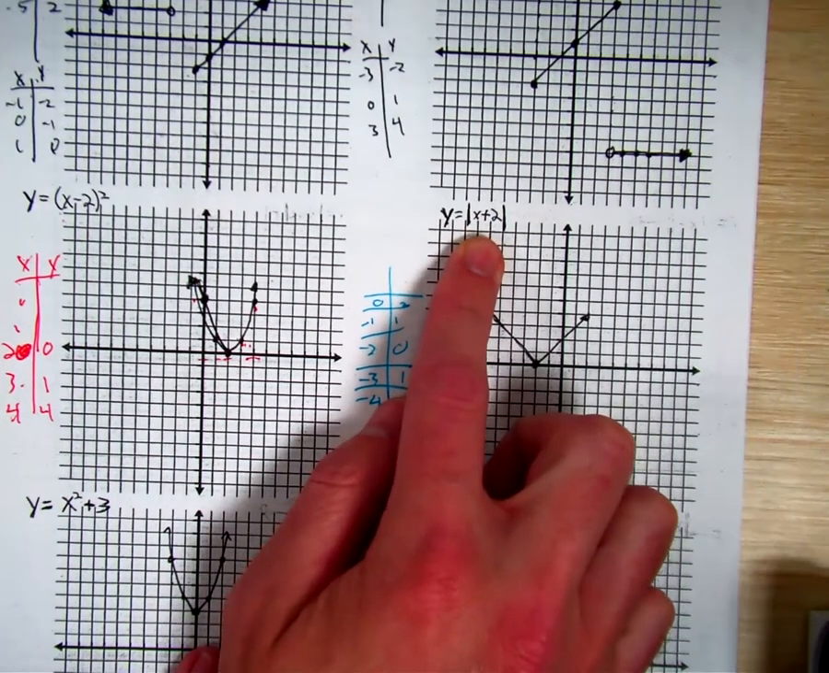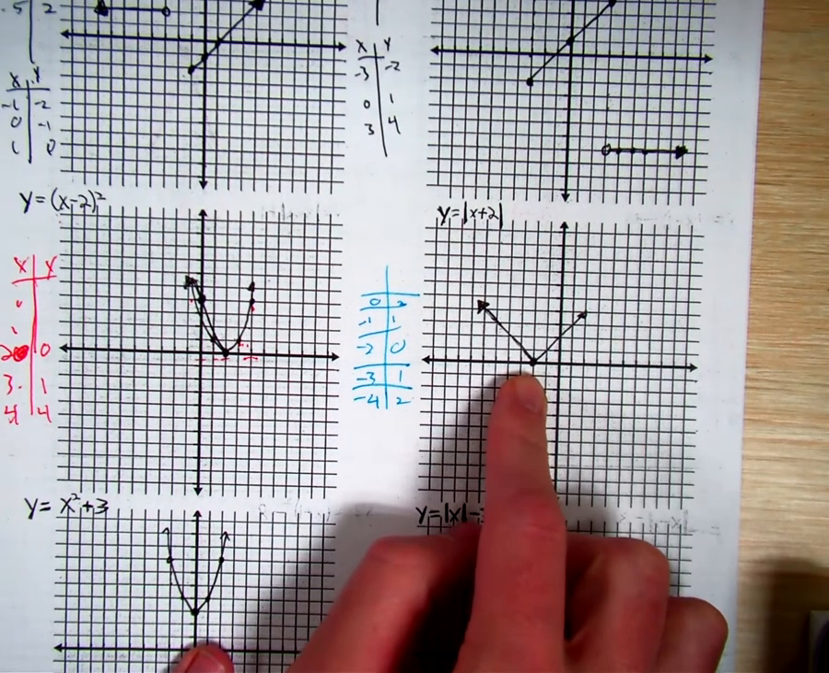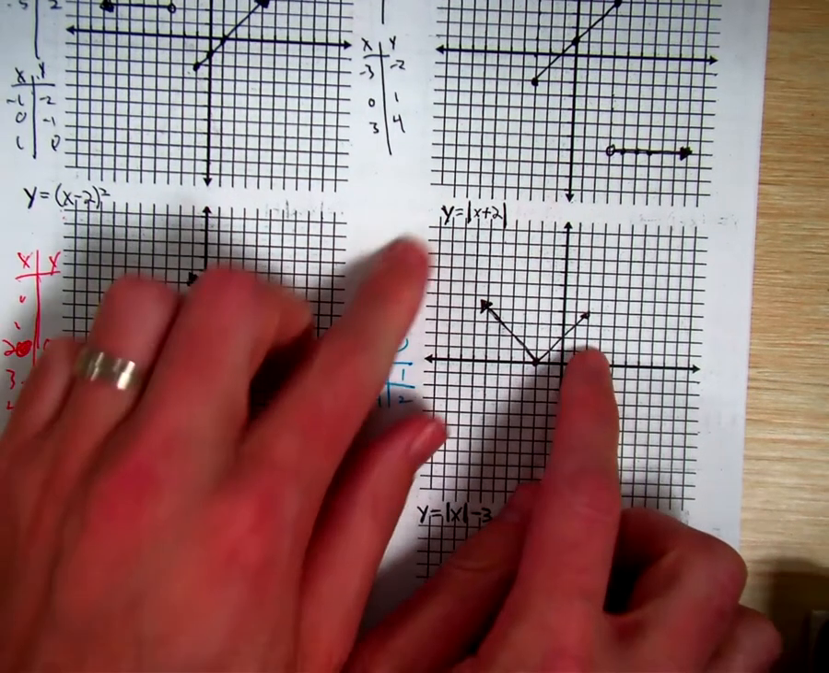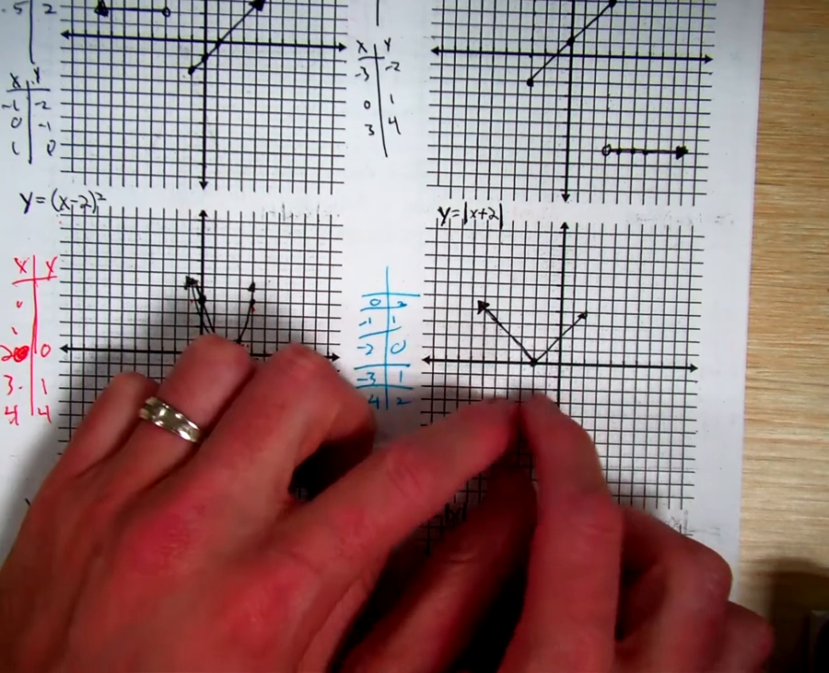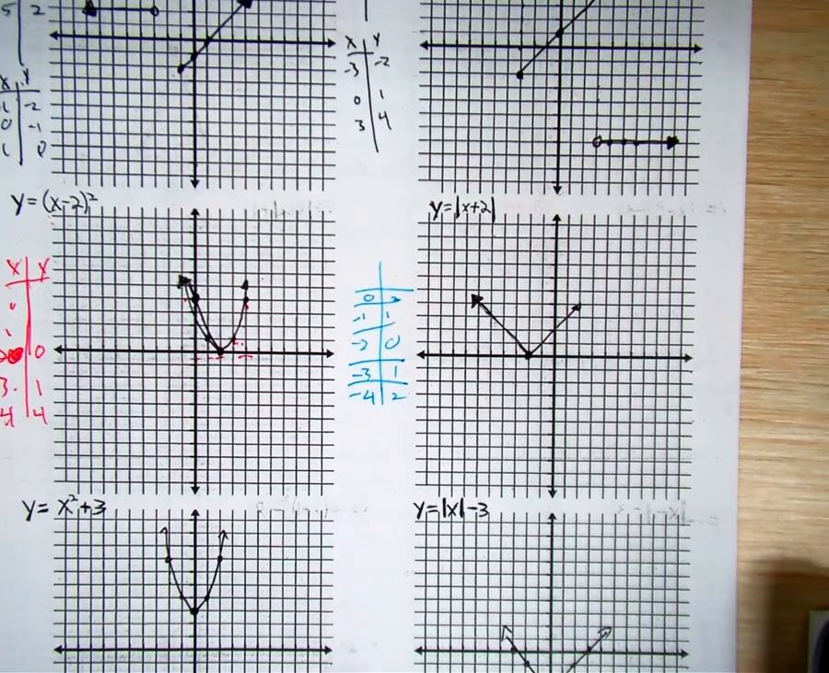X plus 2 is going to go the opposite. It's going to go backwards 2. So we're at negative 2, comma 0 in the middle of our T-chart for our vertex. And then there's no number in the front, so it's just up 1 over 1, both directions. You'll get those same points from a table.